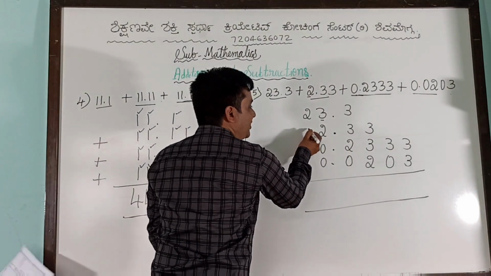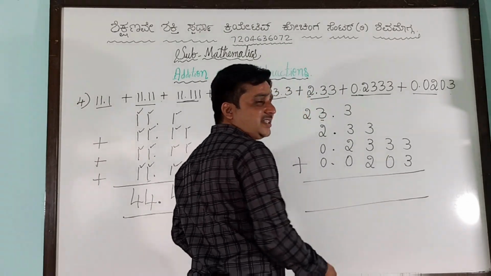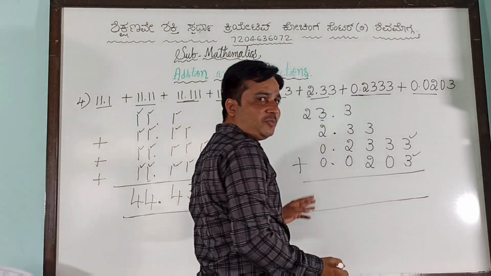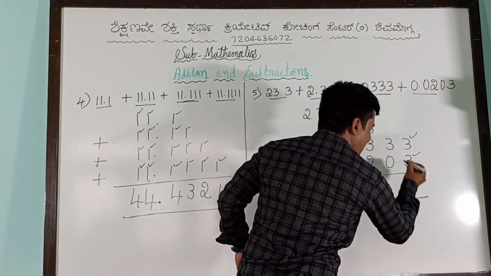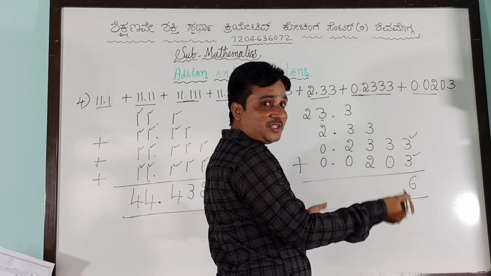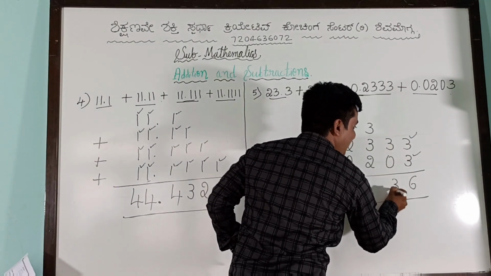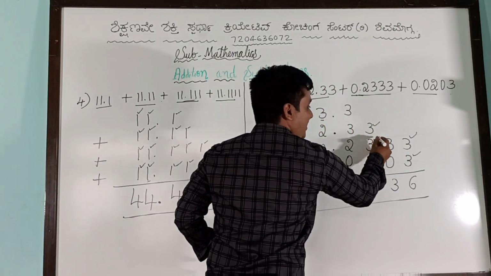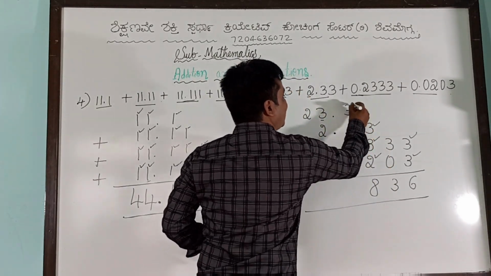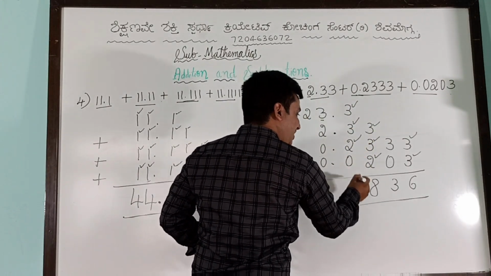If there is nothing there, we can write it as 0, but I am not writing anything here. Let's add this directly. Here, see, first 3 plus 3 is equal to how much? 3 plus 3 is equal to 6. Okay, next 3 plus 0. We know the addition property: any number added to 0, the sum will be the same number. So 3 plus 0 is 3. Next 3 plus 3 is 6. 6 plus 2 is 8. Next 3 plus 3 is 6. 6 plus 2 is 8. 8 plus 0 is 8.